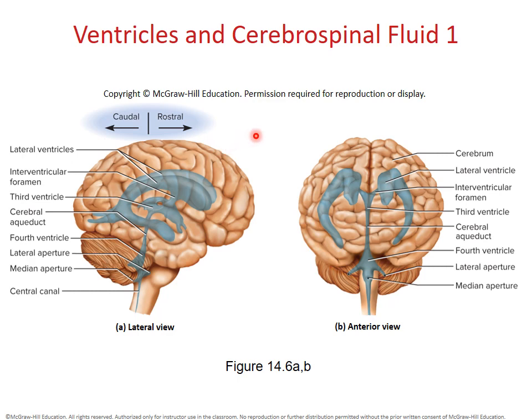The question is, how does it flow? How does it get from its origin in the choroid plexuses to the sagittal sinus? Well, we're going to answer that question in just a minute.